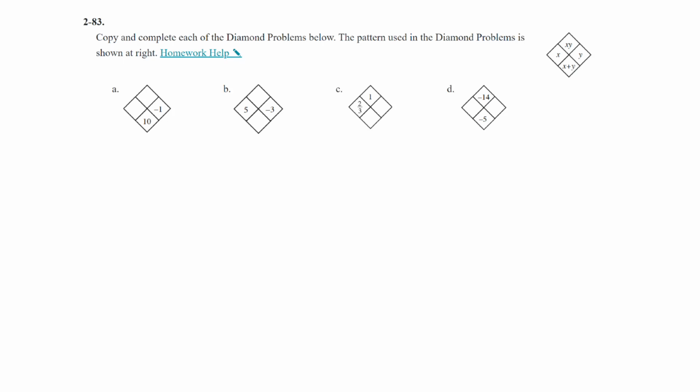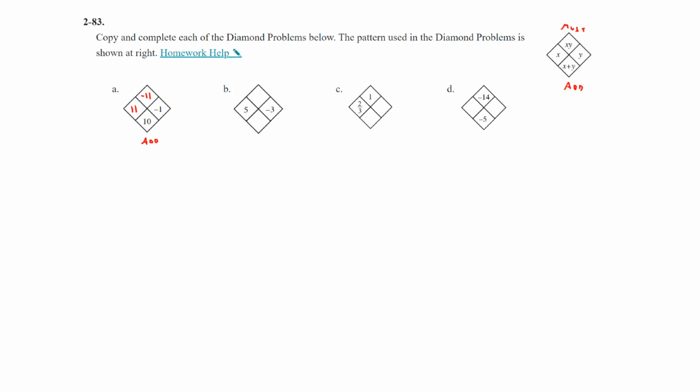Question 83, we're going to complete the diamond problems below. Remember that you multiply x and y to get the top and you add to get the bottom number. So in this one, what number times -1 would give us positive 10? That would be -10 times -1. Oh wait, hold on. Let's go back. That's the addition part of it, so let's try that again. 11 plus -1 would be 10, and then 11 times -1 would be a -11.